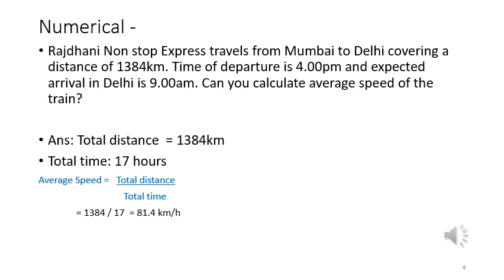Okay, now I have the distance in kilometers, I have the time in hours. We know from the previous slide average speed is total distance upon total time. So 1384 divided by 17 will give me 81.4 kilometers per hour. So the average speed of this train, Rajdhani non-stop express from Mumbai to Delhi, was 81.4 kilometers per hour.